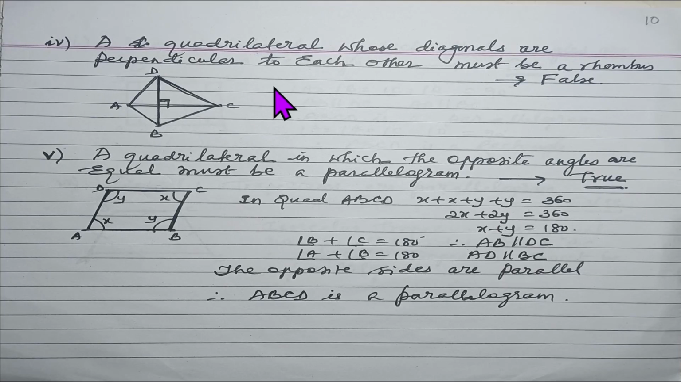Now coming to the next statement, a quadrilateral whose diagonals are perpendicular to each other must be a rhombus, but not necessarily. Now you see, if you take the quadrilateral ABCD here, the diagonals BD and AC are perpendicular to each other, but they don't meet the properties of a rhombus, and therefore it is not necessary that it will be a rhombus. Therefore the statement is false.